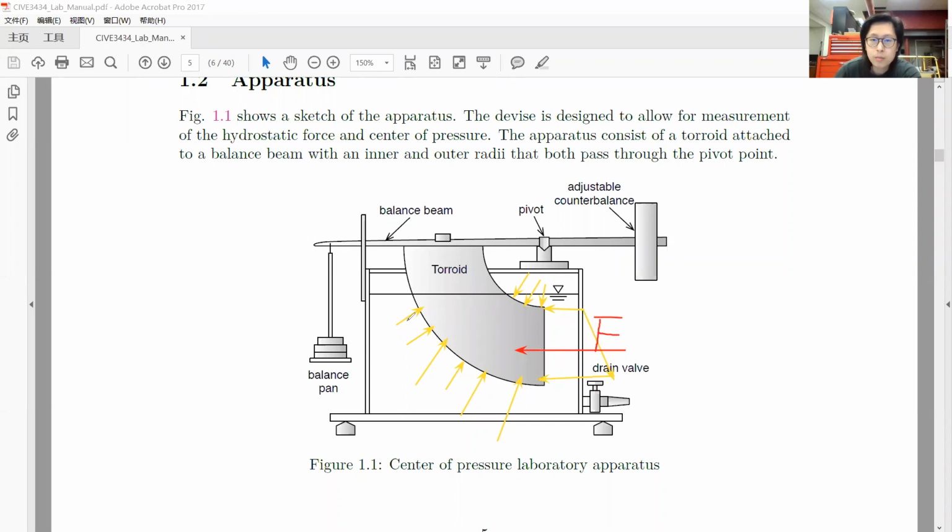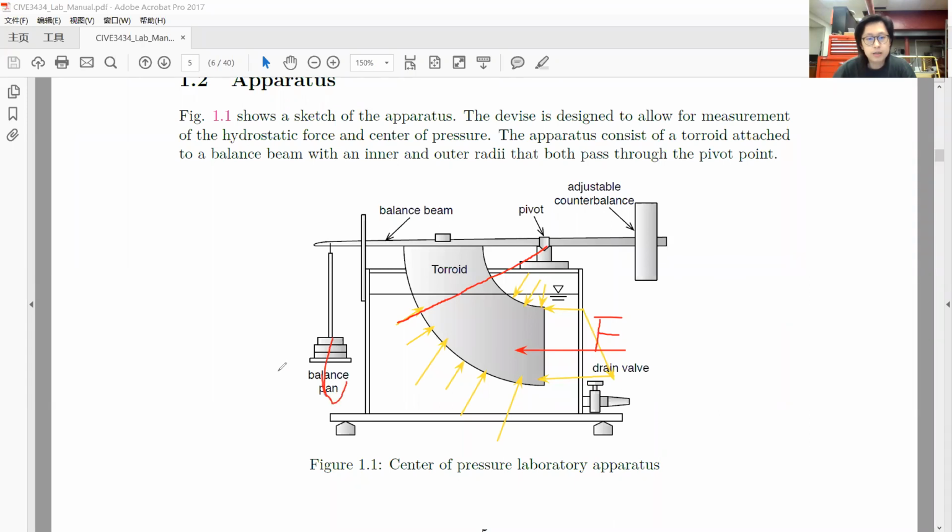And because it's normal to the surface, if we extend the pressure, it will go to the pivot point, right? So if we have a moment balance, all the pressure force in here and in here doesn't make any contribution to the moment at the pivot. Okay, so for this pivot, we have a balance force.